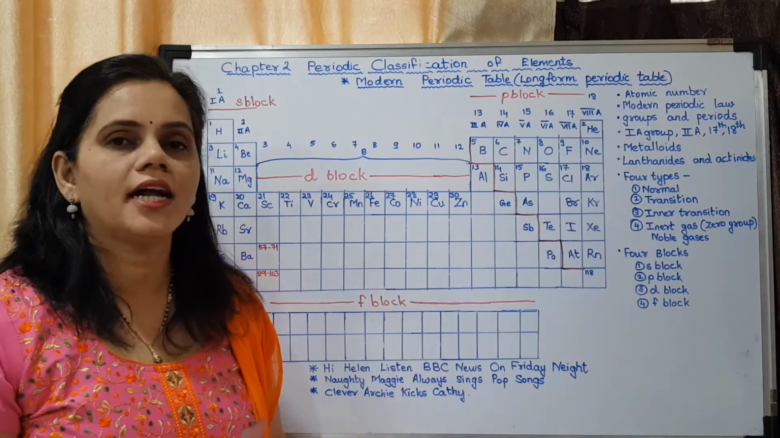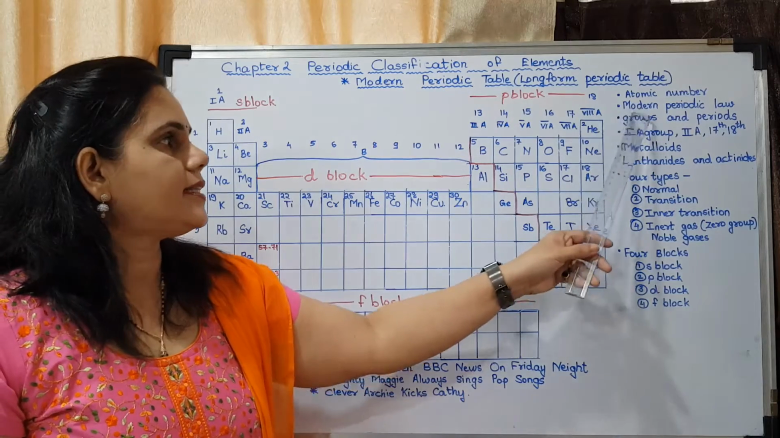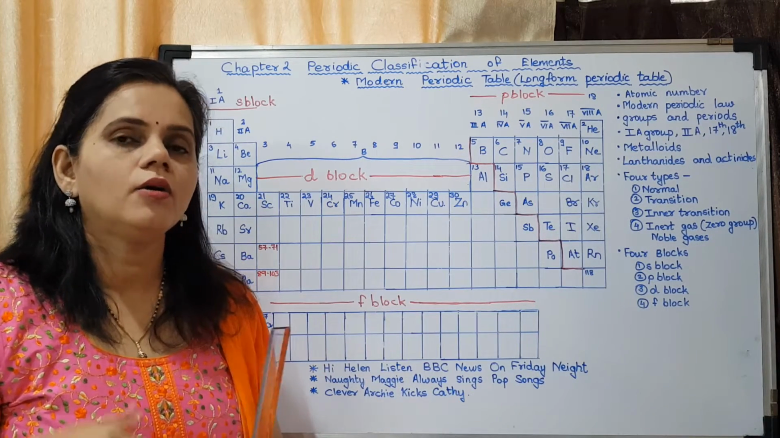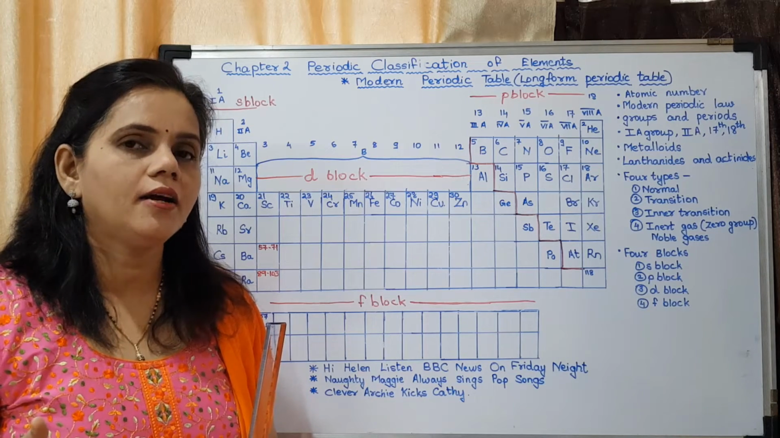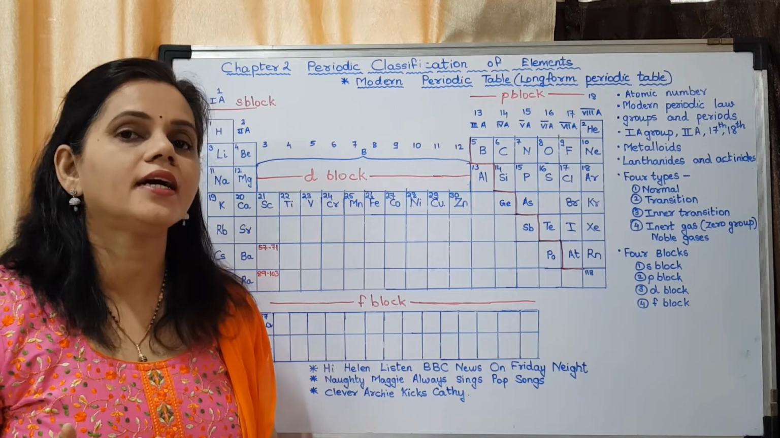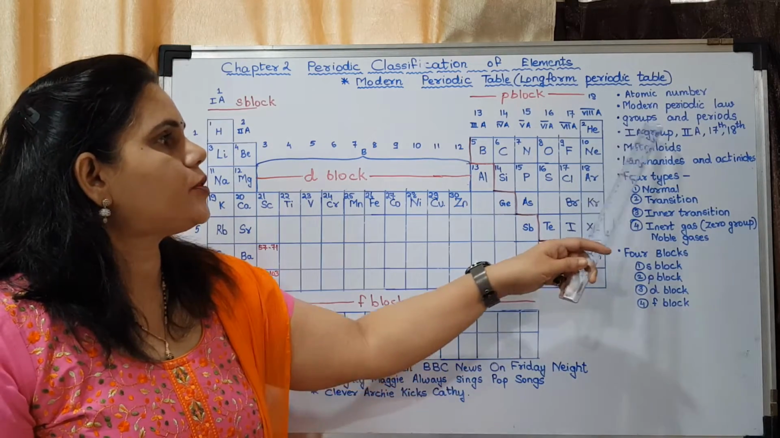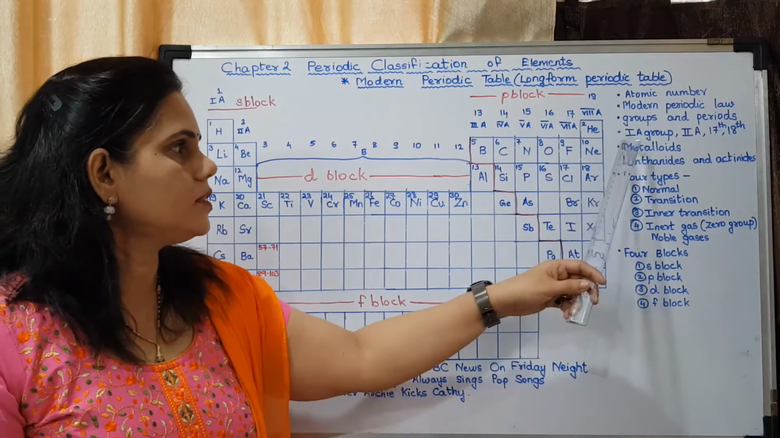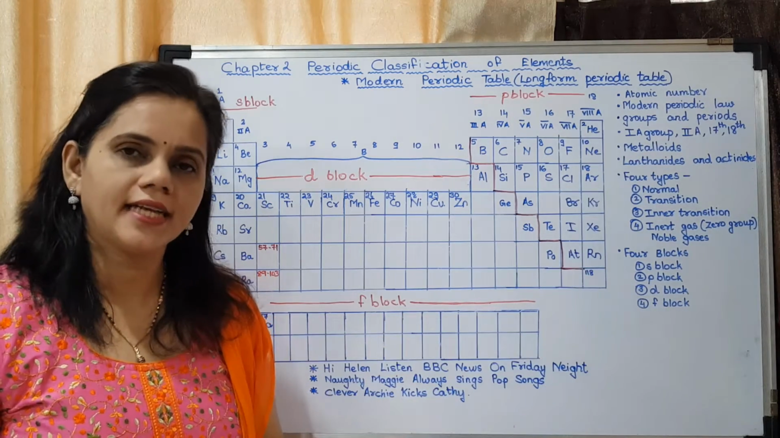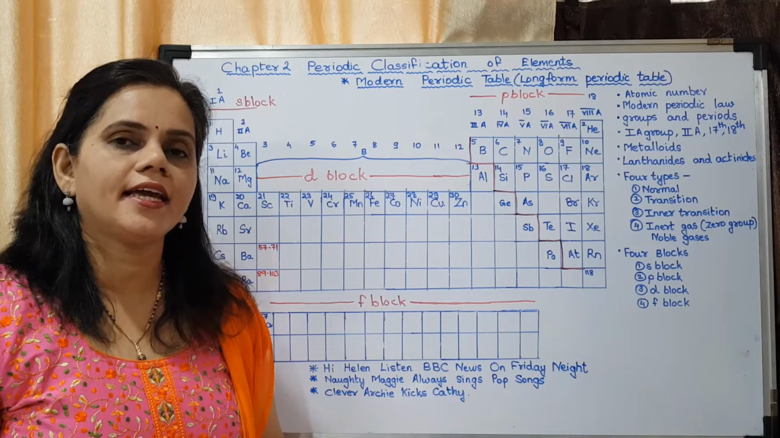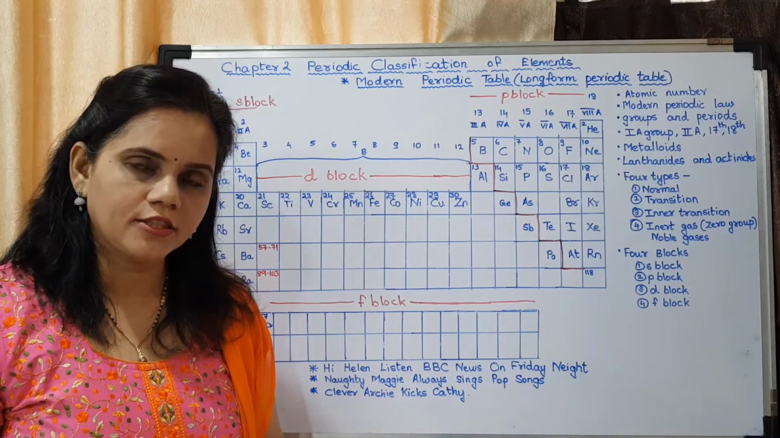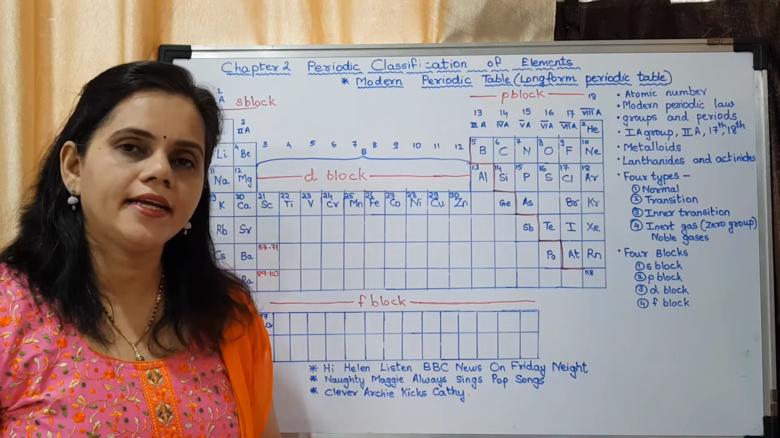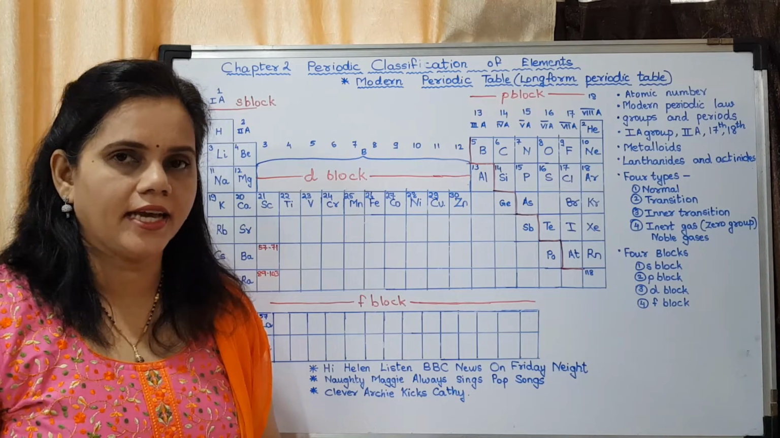First is about atomic number. Second is the modern periodic law. What is the modern periodic law? Properties of elements are periodic functions of their atomic numbers. Groups and periods: there are 18 groups and 7 periods. First A group are called alkali metals. Second A group are called alkaline earth metals. 17th group are called halogens, 18th group are called inert gases.